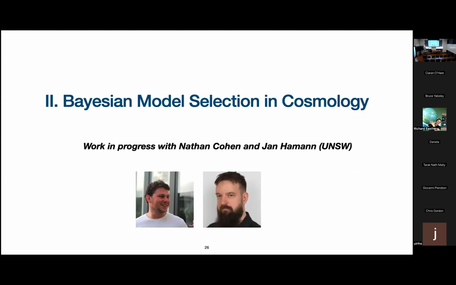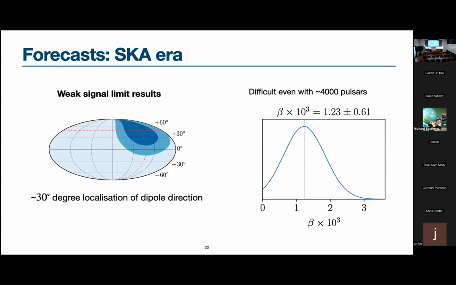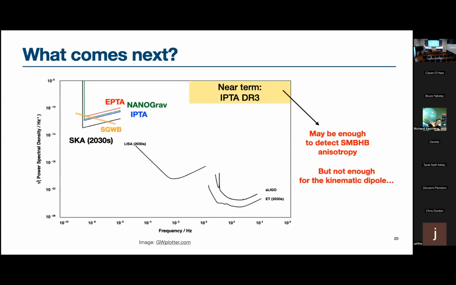Can I ask a question? Yes. To what extent does the sky coverage of the pulsars affect the sensitivity, in general and also for this dipole? Because I guess you're limited sort of along the galactic plane, but I'm not sure how locally. Is it important to have good sky coverage?